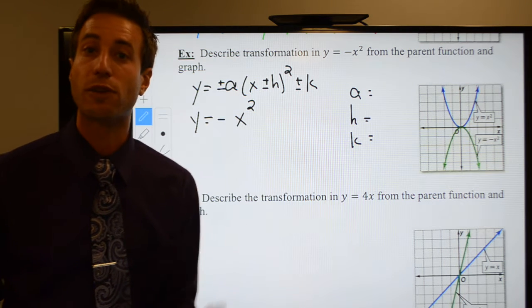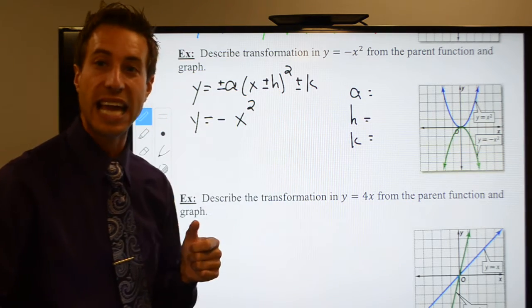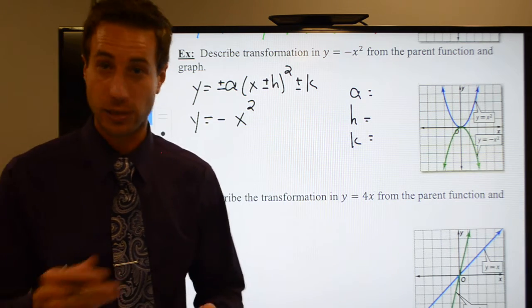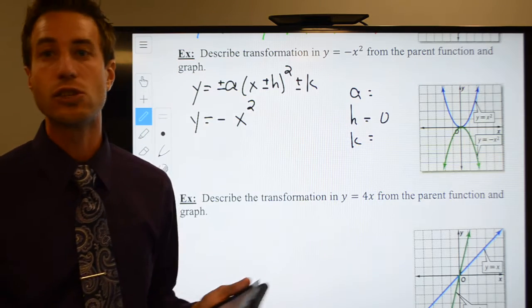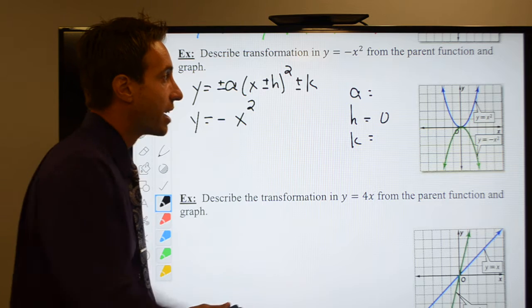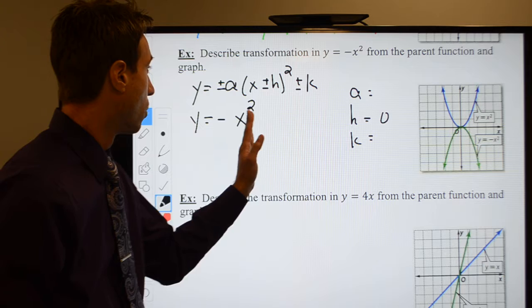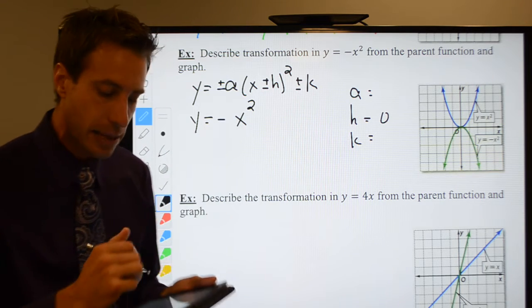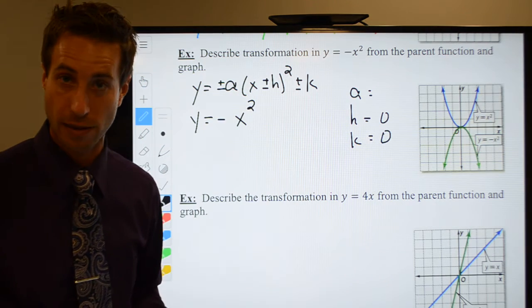The first one we're going to look for is an h. If I have an h, it'll be inside the parentheses with the x, that whole quantity squared. I don't even have parentheses, which means there can't be an h, so that's 0. There is no horizontal shift in this case. If I have a k, it will be tacked on the end after the x squared. There's absolutely nothing back there, so k must also be 0, which means I have no vertical shift.